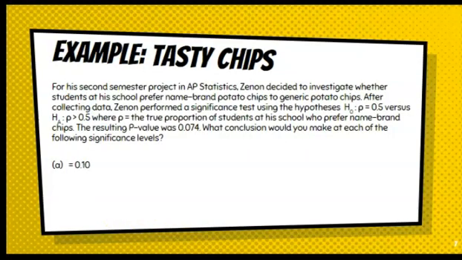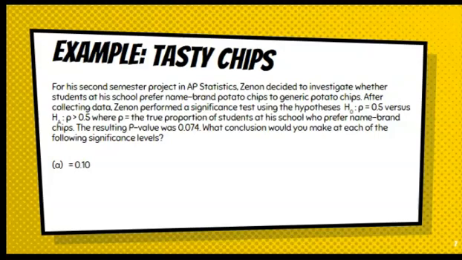All right, so for his second semester project in AP Stats, Zion decided to investigate whether students at his school preferred brand name chips to generic potato chips. After collecting his data, Zion performed a significance test where the null hypothesis was that p is equal to 50%, 0.5, versus the alternative that p is greater than 50%, where p is the true proportion of students at his school who prefer brand name chips.